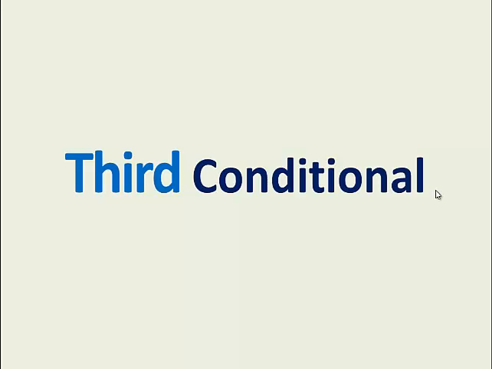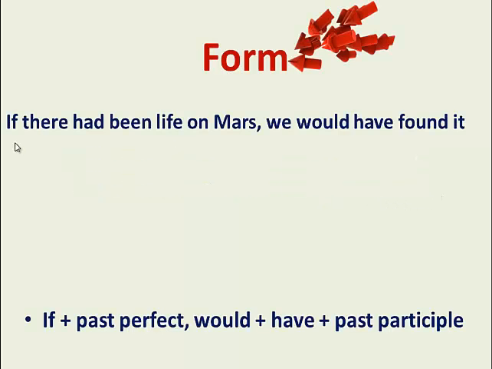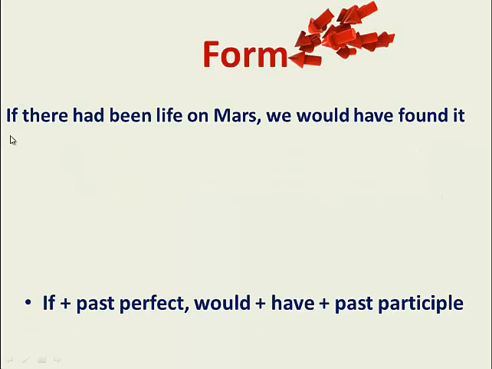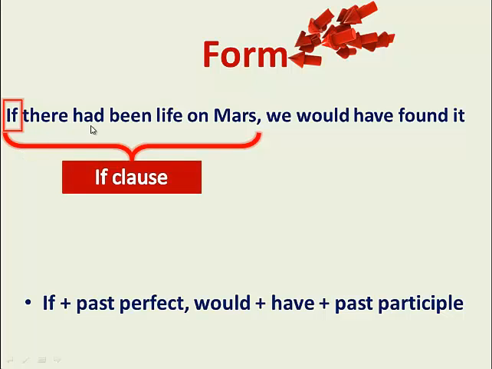In this lesson, we will learn about the third conditional, also known as conditional type 3. The conditional sentence starts with the subordinate conjunction if and then a clause. That's why we call this an if clause. The verb in this if clause is in the past perfect tense.